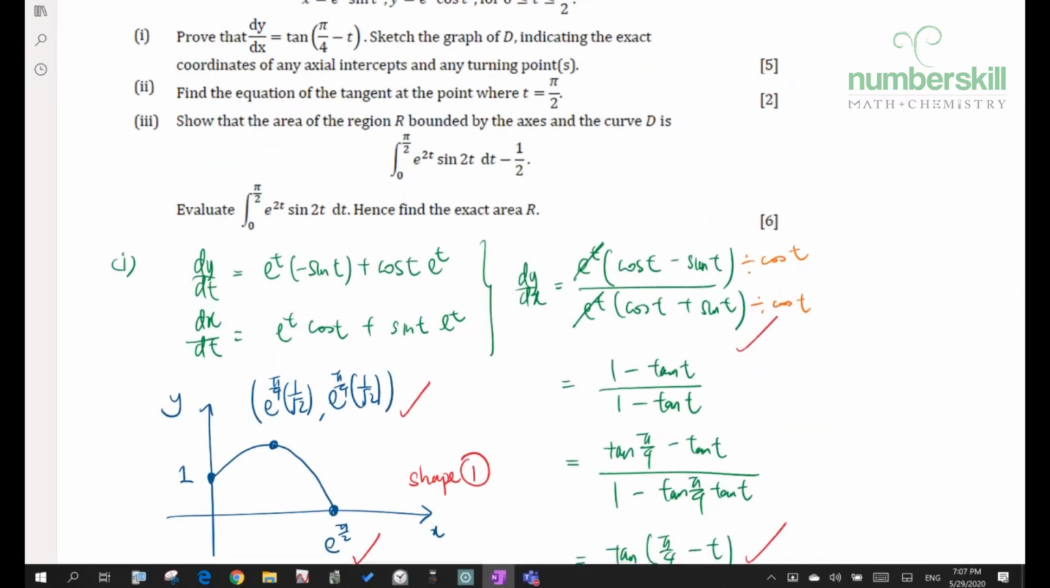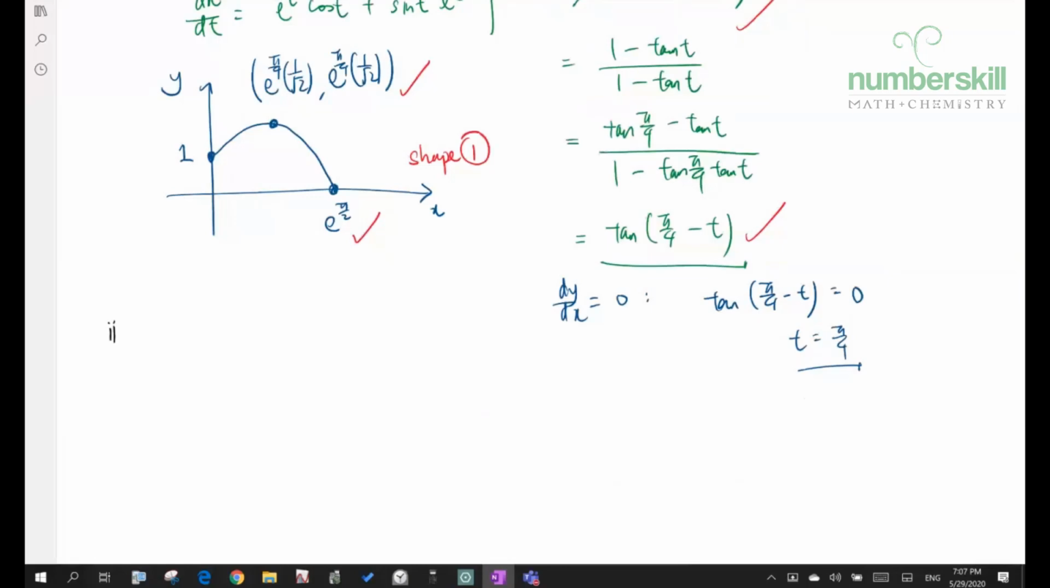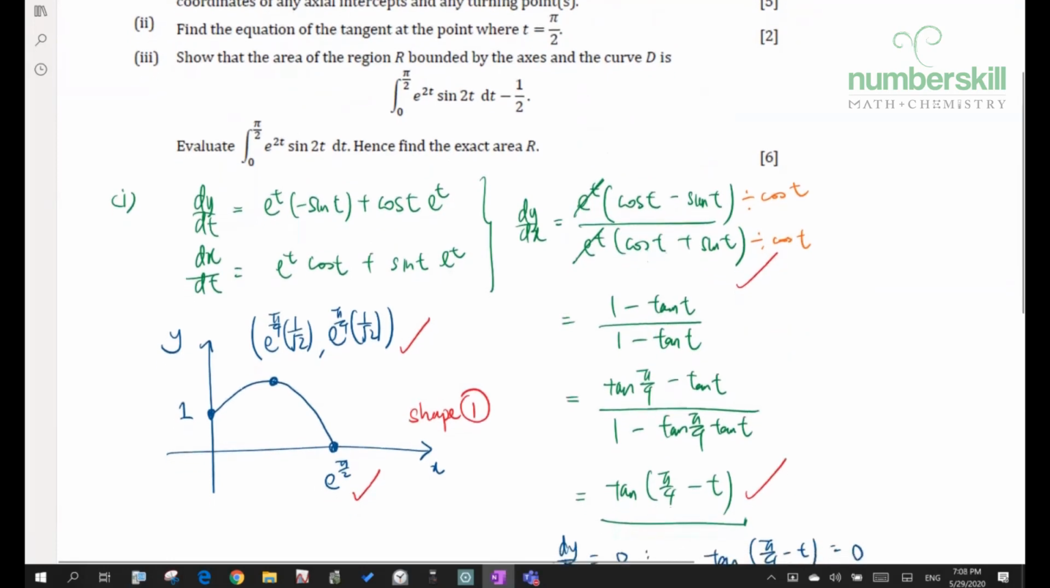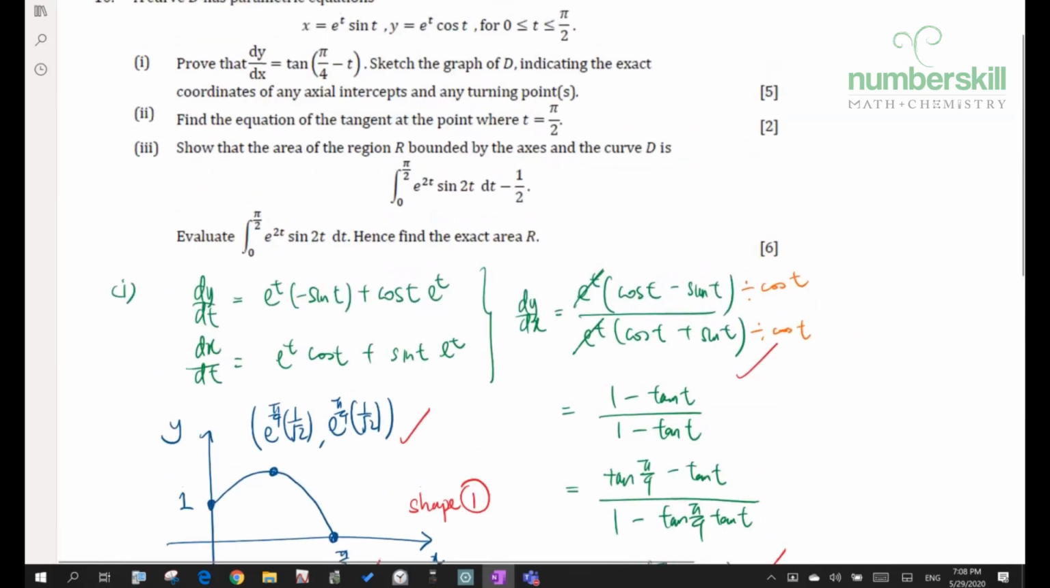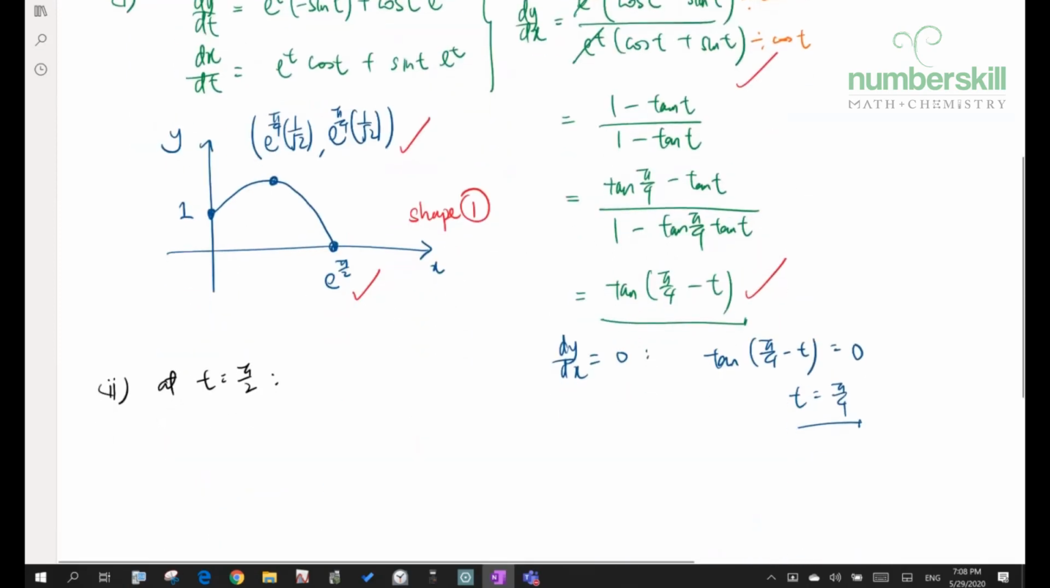Let's move along. Find the equation of the tangent at the point where t equals pi over 2. Now, this one is a giveaway, a dead giveaway. I don't know how people can actually get this wrong. Equation of tangent only, right? If you want to find the equation of tangent, what do you need? You need a point, you need a gradient, and that's it. Agree? So at t equals pi over 2, go and solve for the point. The point is not even difficult because tangent sine pi over 2 is 1. So it's e pi over 2.